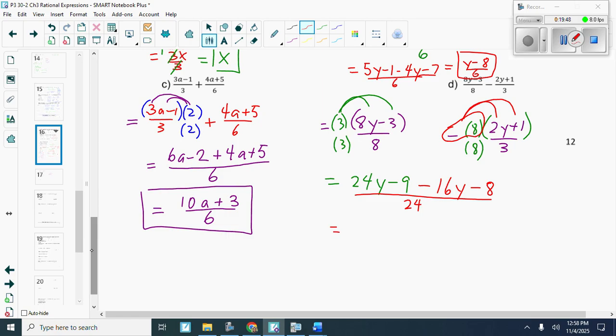Now we're going to collect like terms. 24y's, subtract 16y, that looks like 8y, yes, I agree. Minus 9 minus 8 should give me minus 17, all over 24. Can I simplify that anymore? Is there a GCF I can take out of the top? No. So that is my final answer.